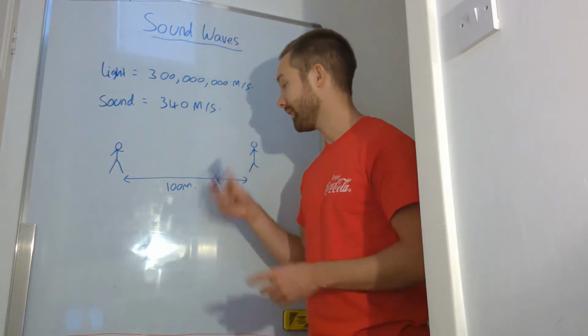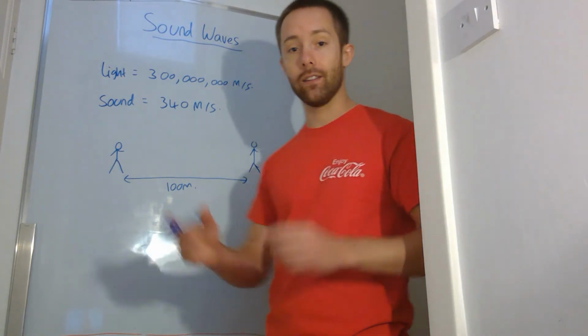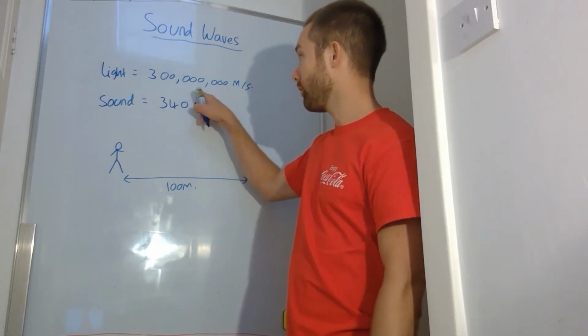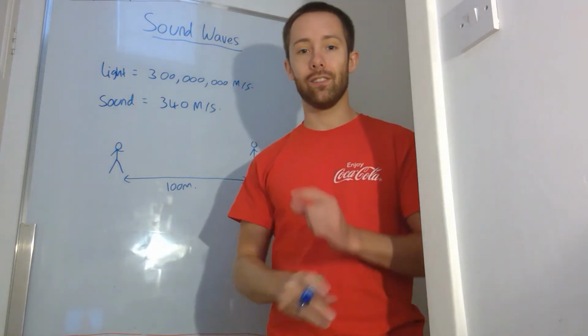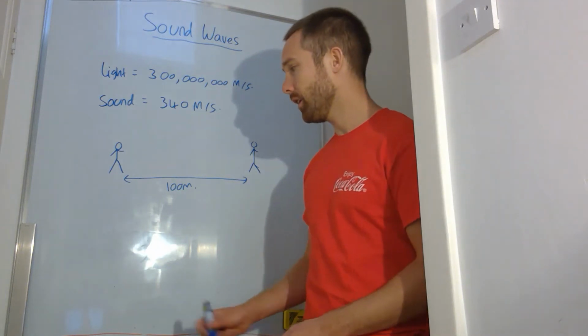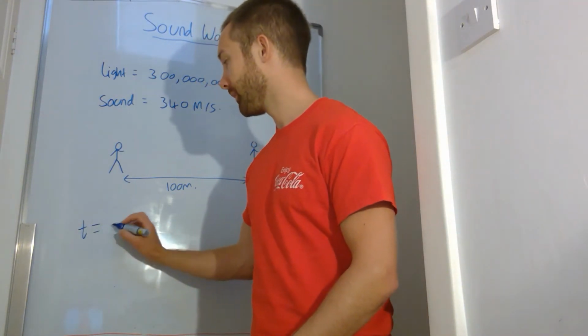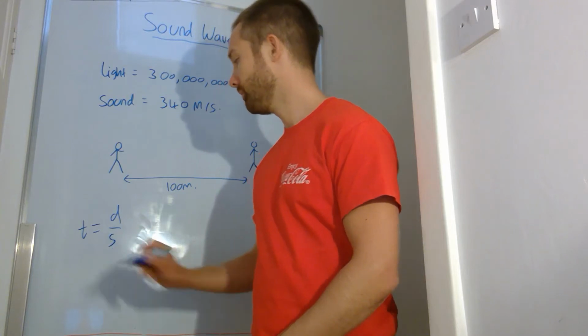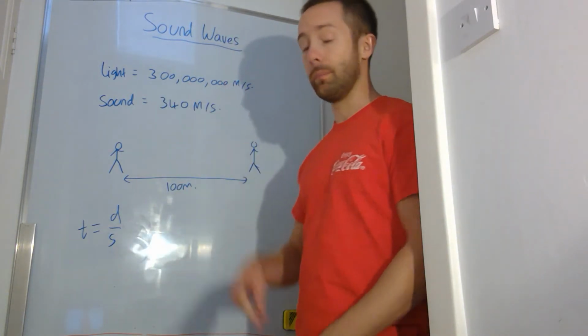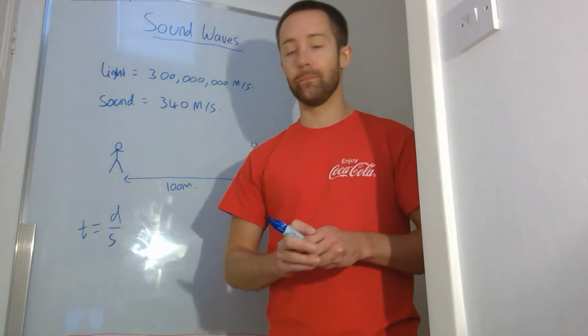Okay, and basically if this person stood here and they clap their hands, you would see them do that. The time that it takes for the light at this speed to travel 100 meters is so small that you cannot notice it. You could calculate it. Obviously, time is distance over speed, and 100 meters divided by 300 million meters per second is a very small time.